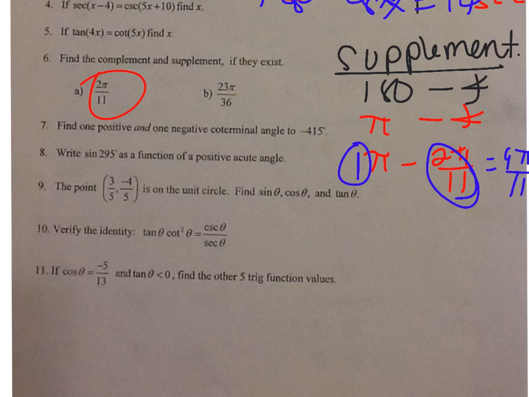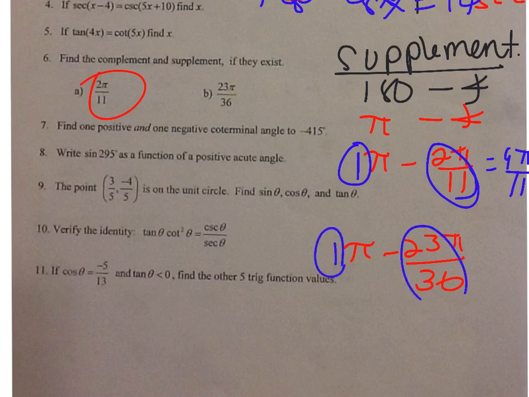Okay, and the next one, so it'll be pi minus 23 pi over 36. Remember, there's really 1 here. So it'll be 1 minus 23 over 36, which is 13 pi over 36.